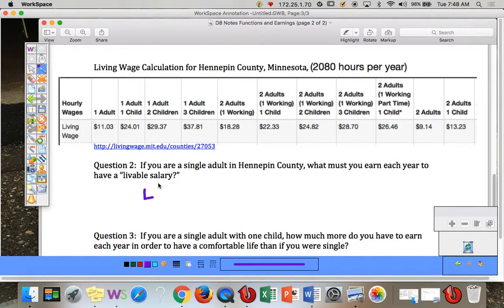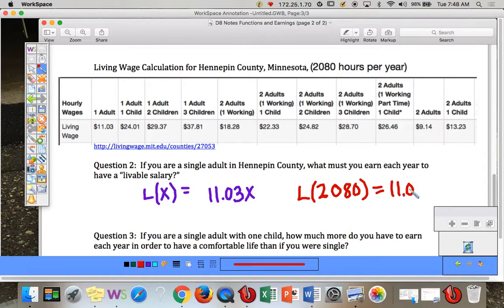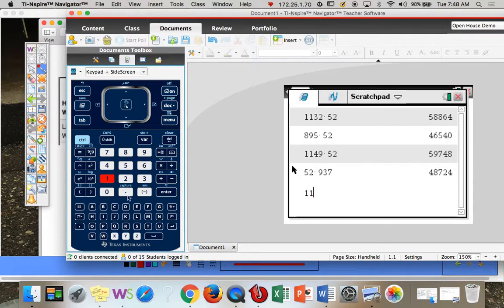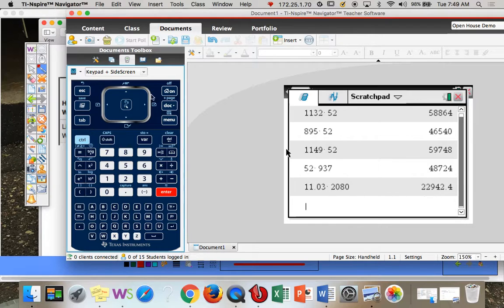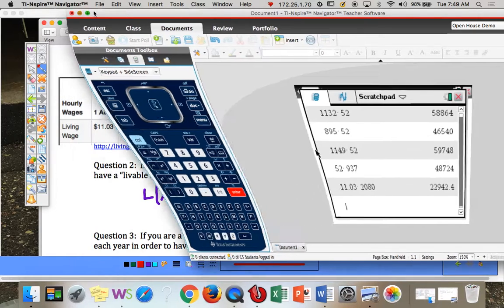All right, so I'm going to call this L of x, livable salary, and it needs to be 11.03x, where x is number of hours. So let's do it for 1 year, L of 2,080, and see what we would need to earn per year to make a living. So in our calculator, we take 11.03 times that 2080, and it's saying, okay, the livable salary, 22,000. So if you're only a single adult, you'd have to make this amount at minimum to live comfortably. $22,942.40.